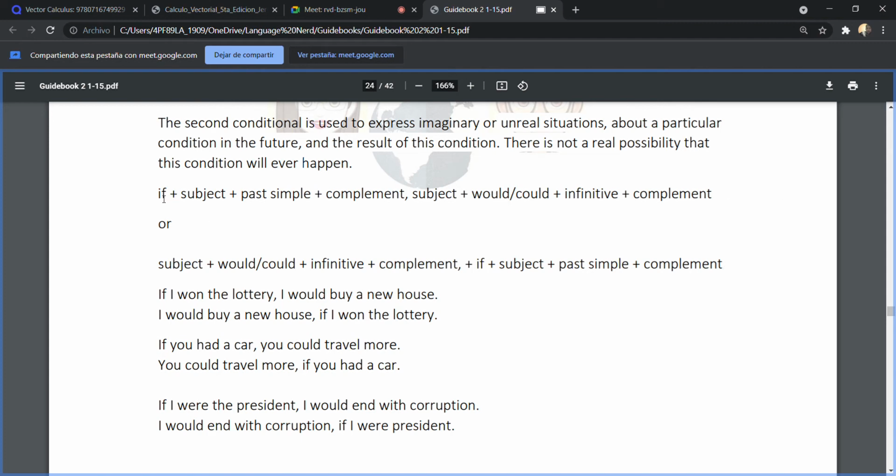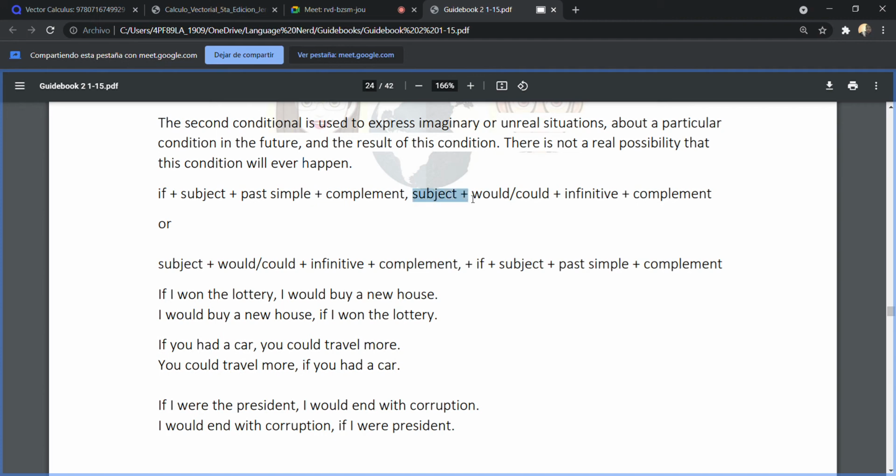So, as you were hearing, you have if, then the subject, then a verb in past, cualquier verbo que quieran poner en pasado. El más común que se utiliza aquí es el verbo to be. Pero bueno, pueden utilizar cualquier otro verbo. So, if I were you, I would, y ya continúa, ¿no? Luego pueden poner un complemento, el que ustedes quieran.